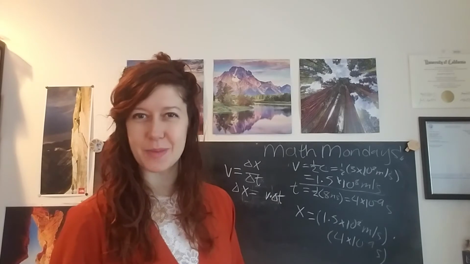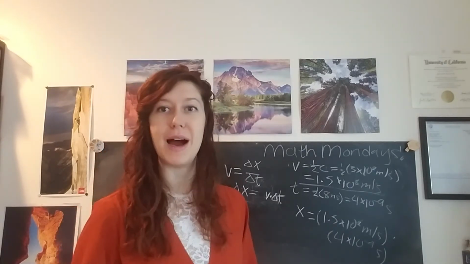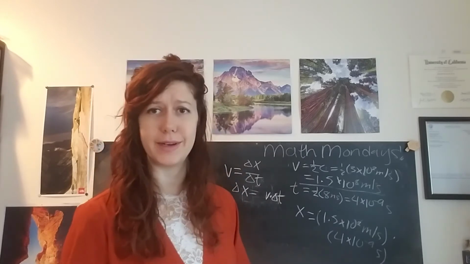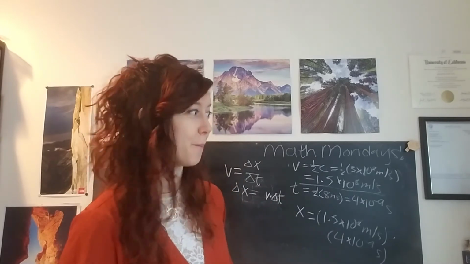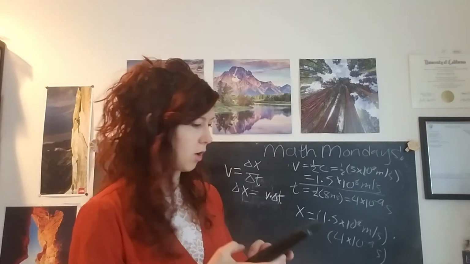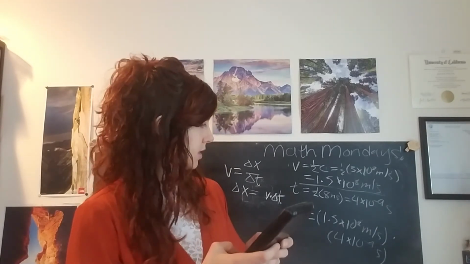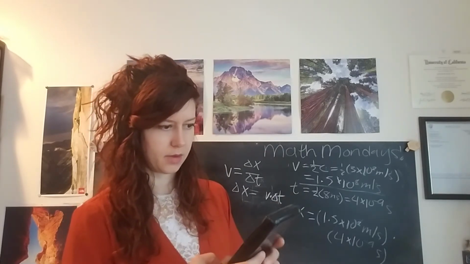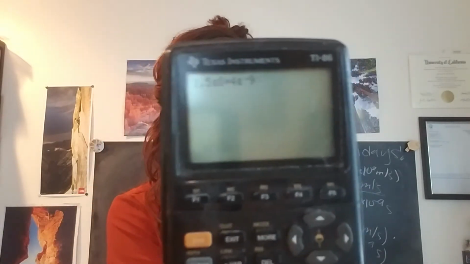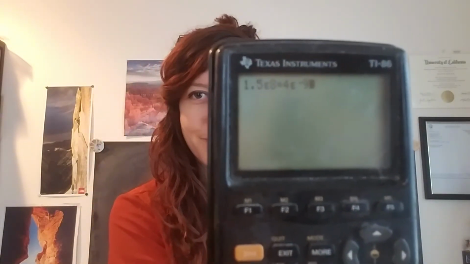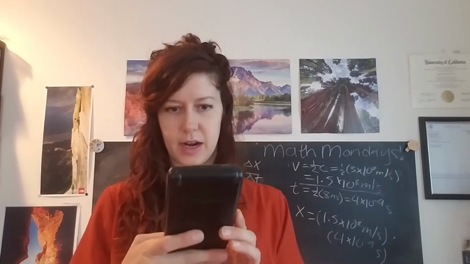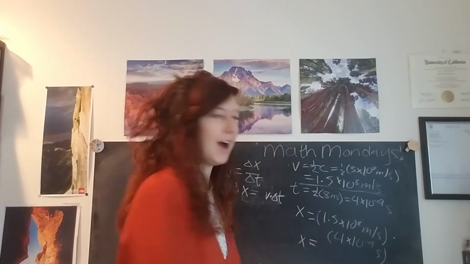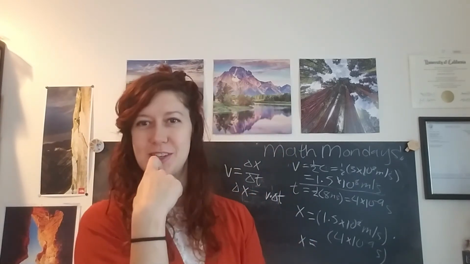So I'm going to plug this into my handy dandy calculator because as much as I love math, I don't like doing unnecessary mental math. And also we have calculators that are a little bit better at it than us, so might as well use the tools that we've got. So I plug this in, 1.5 times 10 to the 8th times 4 times 10 to the negative 9th. All right. And then I hit enter. I can give you some time if you want to do this on your own too.